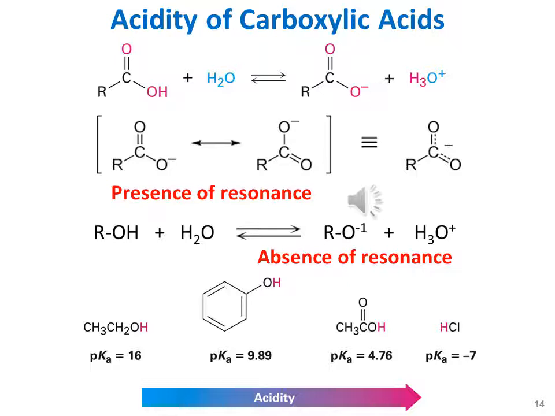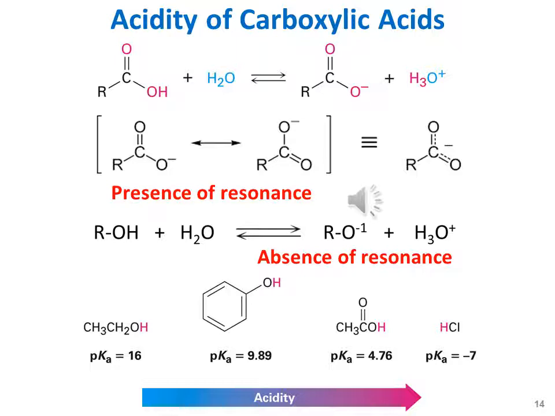Here at the bottom of this slide, I have shown some pK values. For example, ethyl alcohol has a pK value of 60, whereas the pK value of phenol, that is also an alcohol, but an aromatic alcohol, is lower, since in the case of phenol the negative charge is delocalized on the benzene ring. And similarly, the pK value of acetic acid is 4.76, and that of HCl is negative 7.